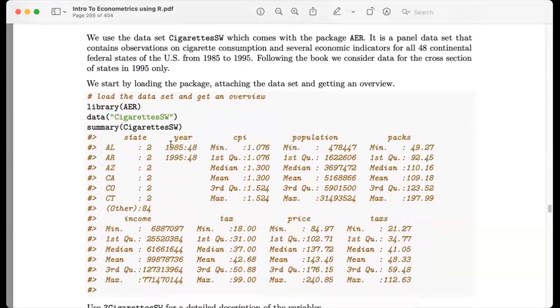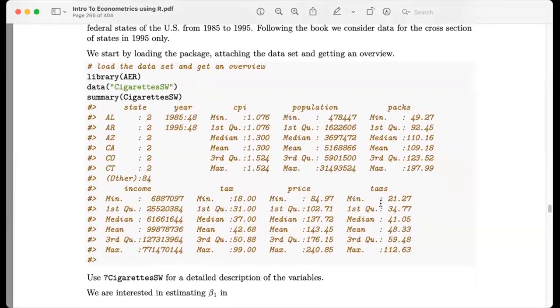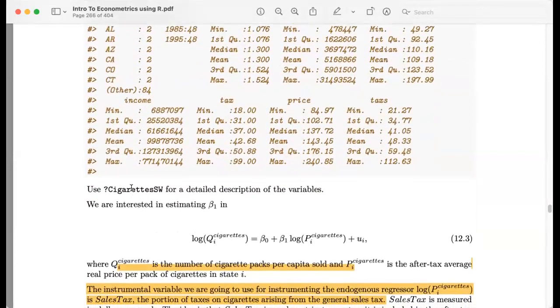So we load the data as usual, and then summary gives us an overview of the data. We see the states, the year from 1985 to 1999, and the CPI, which is the consumer price index, which we'll use to adjust the prices to real terms, the population to get per capita figures, the packs of cigarettes smoked, the income, the tax, the prices, and I think this is also another type of tax. So basically, we could see an overview of the data set we'll be working with. And as usual, we could always use the question mark CigarettesSW to get a description of the variables.